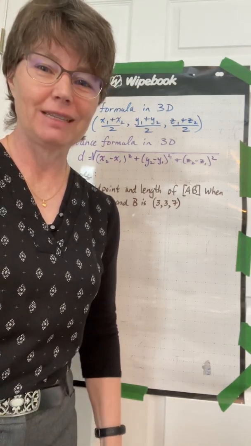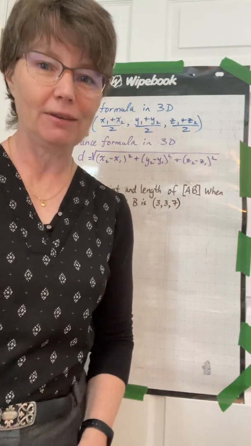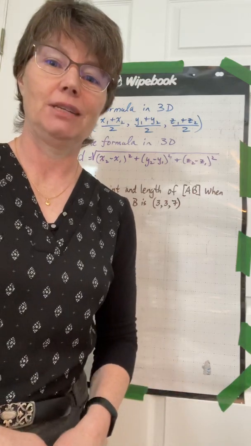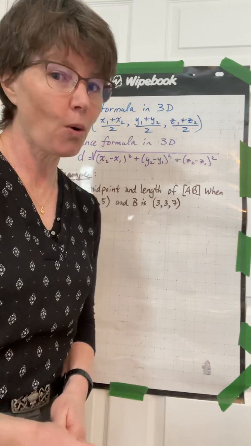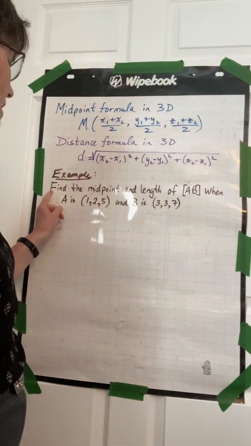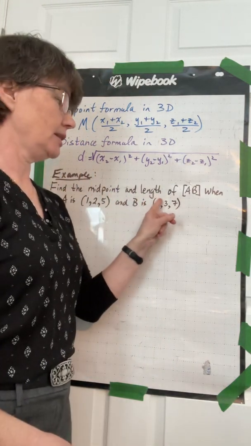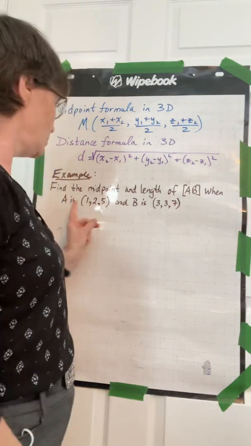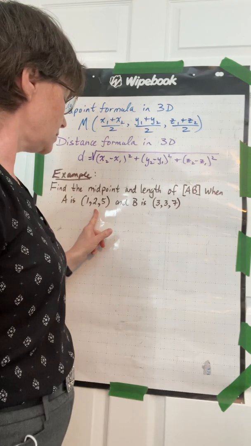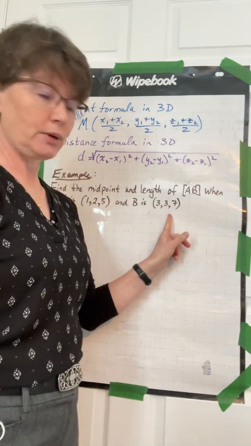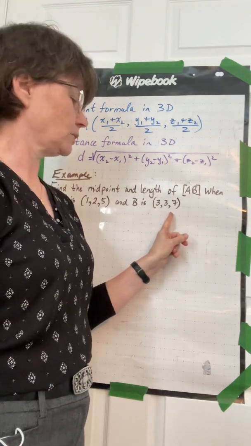Hello everyone, here's our example of a midpoint formula, using it in 3D and also using the distance formula in 3D. So here we go. The example says, find the midpoint and the length of AB when A is this 3D ordered triplet, (1, 2, 5), and B is this point, (3, 3, 7).